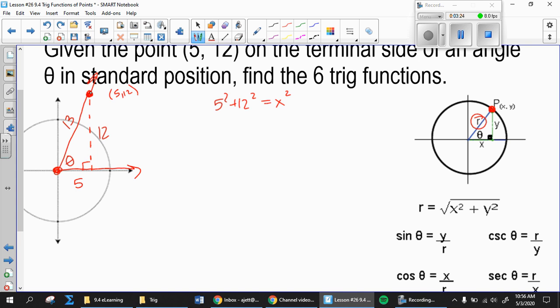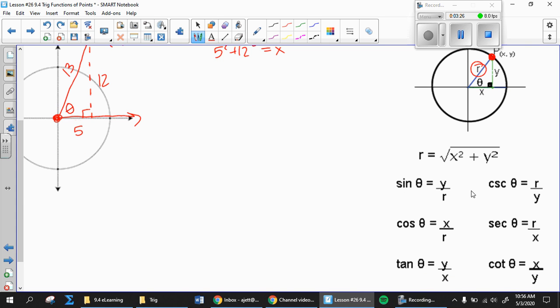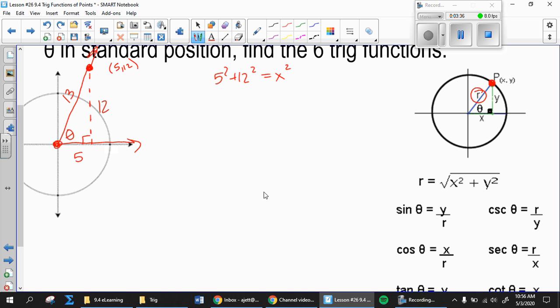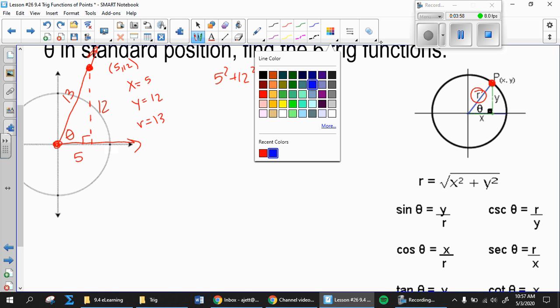And so what we're going to do here is find these 6 trig functions. We're going to find sine, cosine, tangent, cosecant, secant, cotangent. And so when we look at this, sine is always y over r. So it's always opposite over hypotenuse. Well, that's y over r. And so by knowing what x is, by knowing what y is, and now knowing what r is, we can find our sine, cosine, tangent, cosecant, secant, cotangent. So let's go ahead and do that.